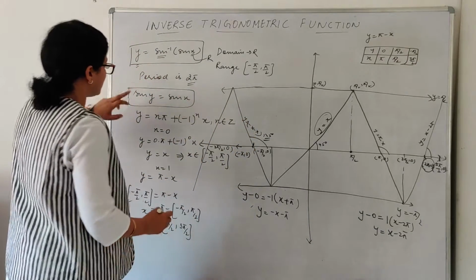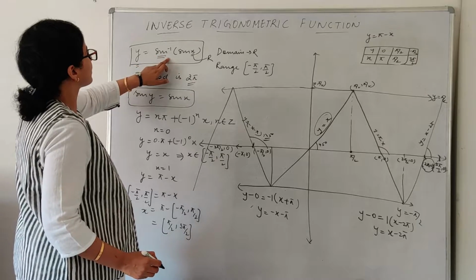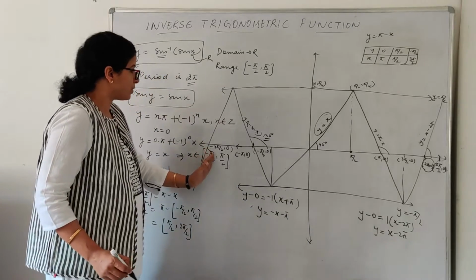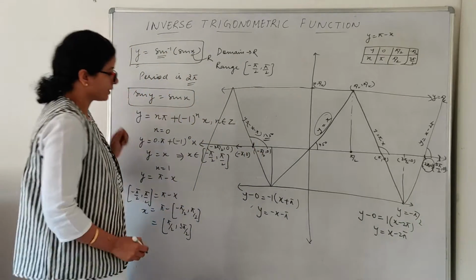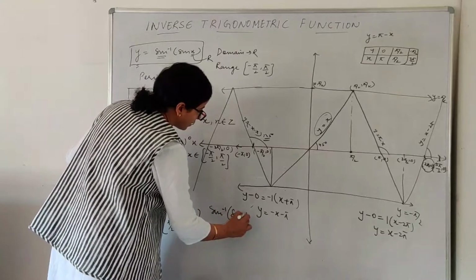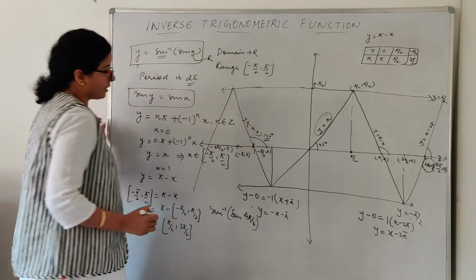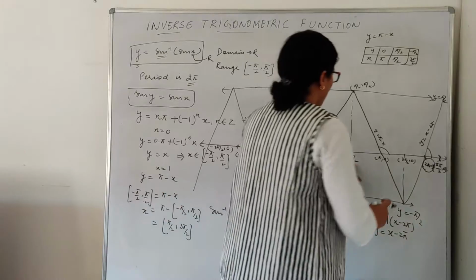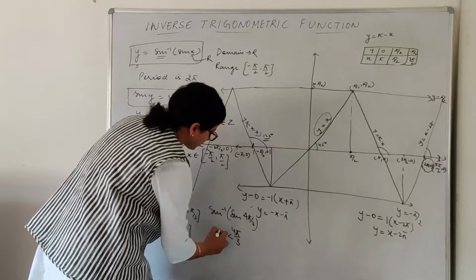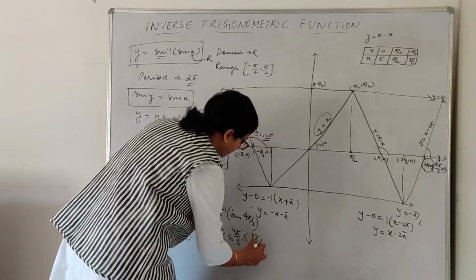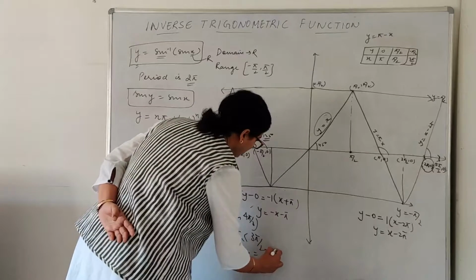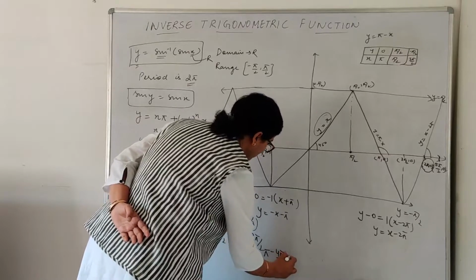So what does that imply? It means sine inverse sine x will be equal to minus x minus pi whenever my angle lies between minus 3 pi by 2 and minus pi by 2. Say for example, I have sine inverse sine 4 pi by 3. Okay. So 4 pi by 3 lies between pi by 2 and 3 pi by 2. It means my answer should be pi minus x, which is equal to pi minus 4 pi by 3, which is equal to minus pi by 3.